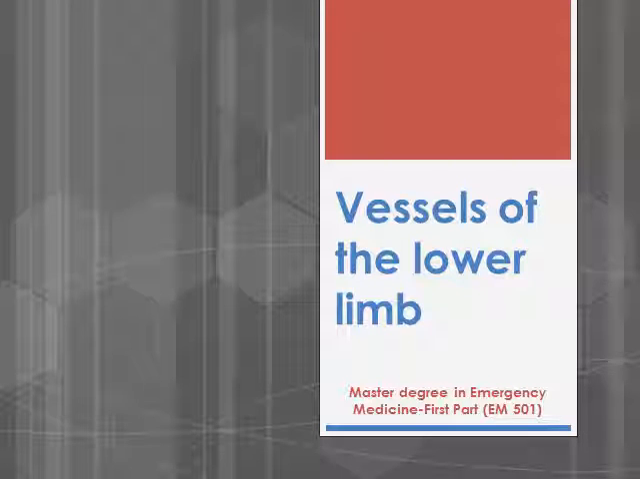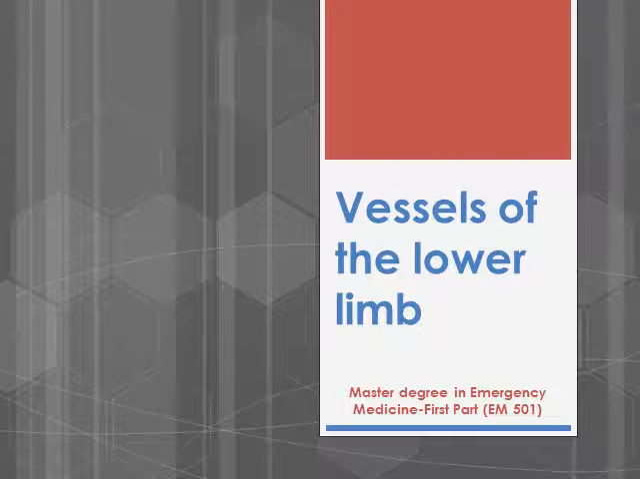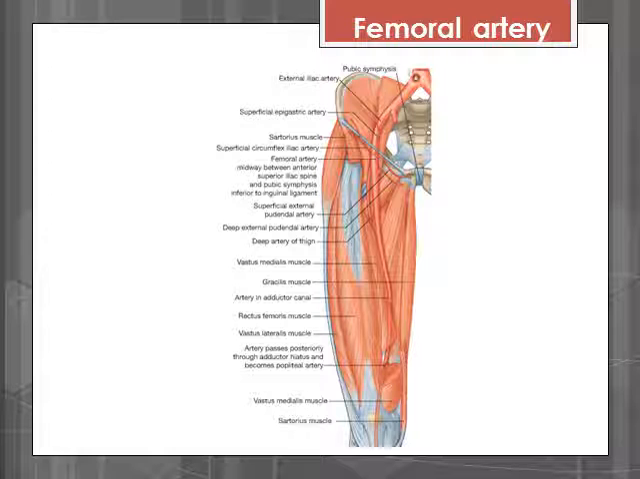In this lecture, I will talk about the vessels of the lower limb. This is the abdominal aorta. It terminates by dividing into right common iliac and left common iliac arteries. Each common iliac artery bifurcates into the internal iliac artery, which is the artery of the pelvis, buttock, and medial thigh, and the external iliac artery, which is the artery of the lower limb.